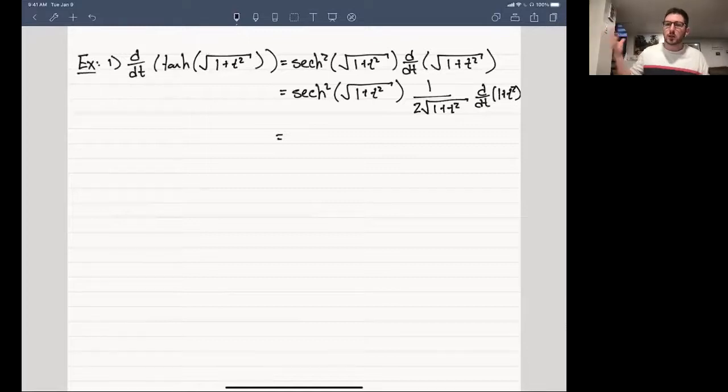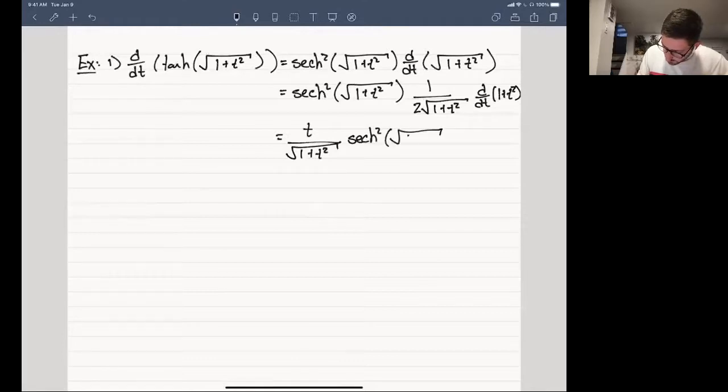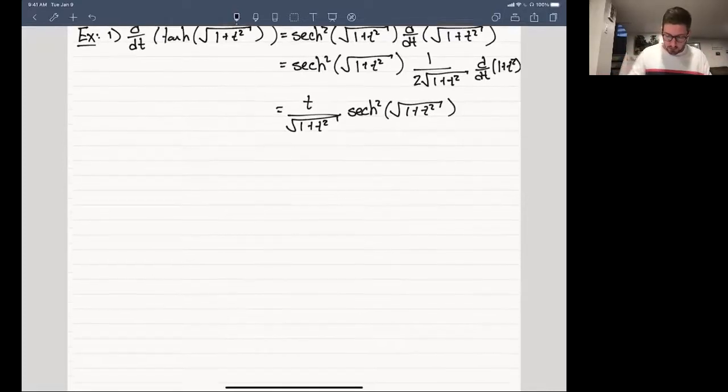I like to put all the trigonometric, hyperbolic, exponential, everything, on the end. I put all my polynomial terms on the front. So I get t over the square root of 1 plus t squared, times sech squared of the square root of 1 plus t squared. This is something you should be used to. You're used to using the chain rule. The only thing new here was that you had a tanh and a sech in there, but we can recall those properties. It's not too bad. I don't think I'm asking too much of you to take this derivative.